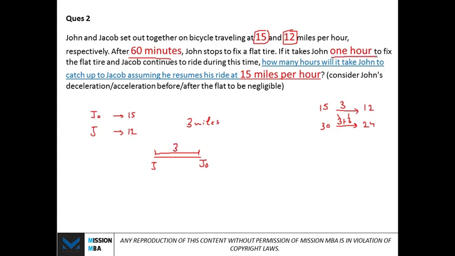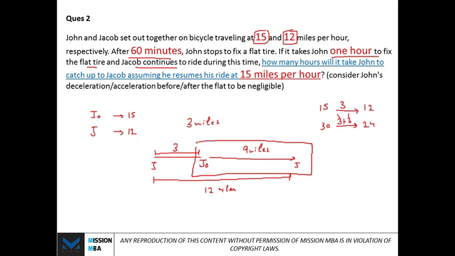If it takes 1 hour to fix the flat tire, 1 hour, that means since it says Jacob continues to travel, he would have gone 12 miles in 1 hour. Now the final picture is that Jacob is over here and he is 9 miles ahead of John. So this is our final scenario.